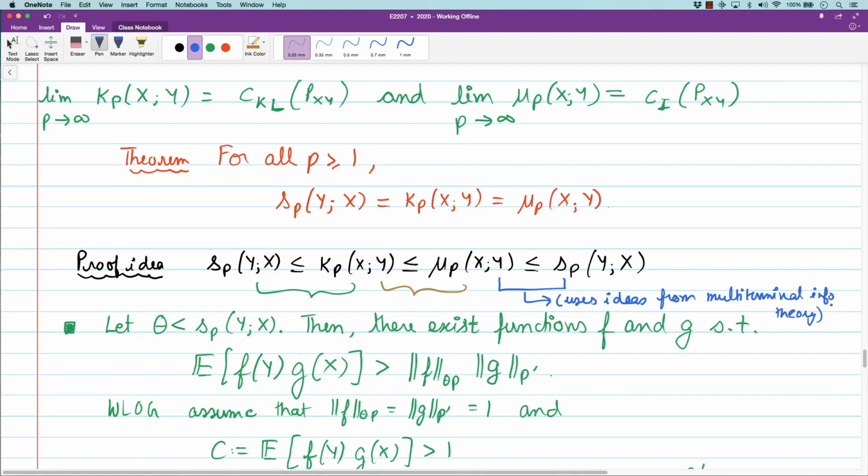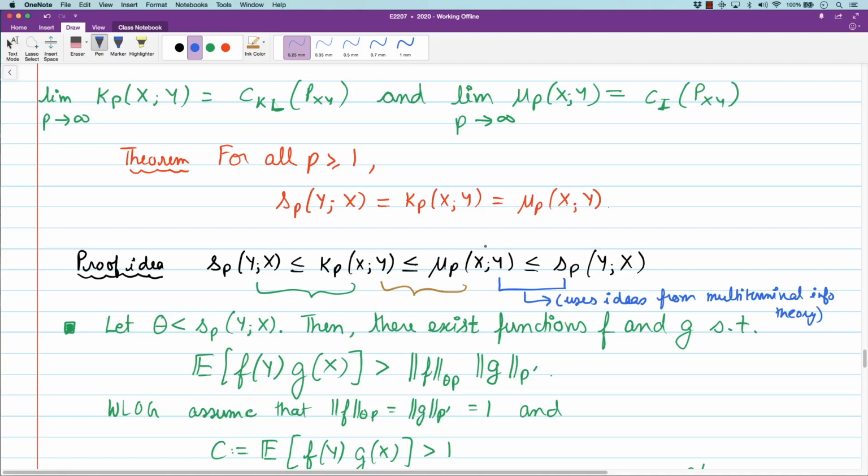So I'll just tell you how we do it. We use the fact that this SP tensorizes. First, we use that mu p of xy is actually less than or equal to mu p of x^n y^n. That's true because x^n and y^n have more options, and then we show that mu p of x^n y^n is actually less than or equal to sp of yx for n sufficiently large, or in the limit as n goes to infinity. And that completes the proof.